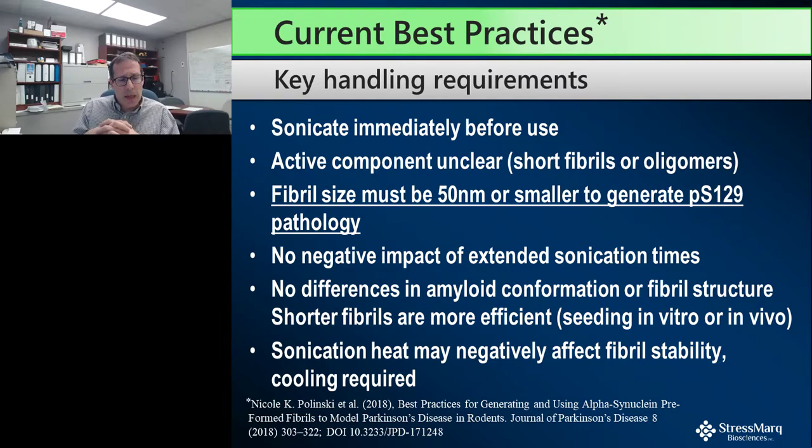By that same token, there appear to be no differences in amyloid conformation or fibril structure if we sonicate. In other words, the fibril is still the fibril, despite the fact that it is shorter. But it is absolutely key and well understood that these shorter fibrils are more efficient in terms of seeding and their use in vitro and in vivo. Now, the sonication process, being as violent as it is, may negatively affect the stability simply because of the heat generated, so they do request that cooling is required.